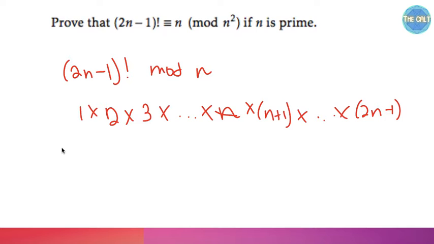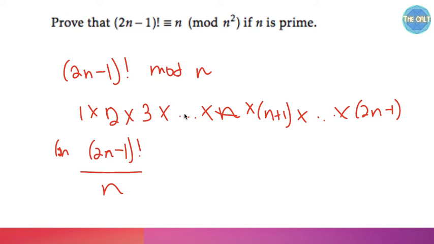Now we need to take this, and I'll write this in a more concise form. Let me just erase that. Oh, sorry. For some reason it's not working, so I'll just write it again. (2n minus 1)! over n. And we need to try to find that mod n.